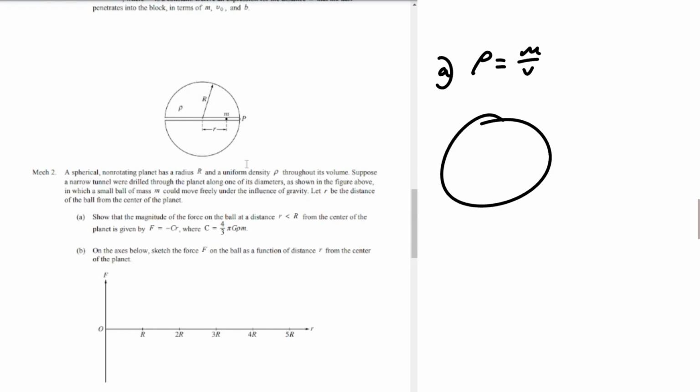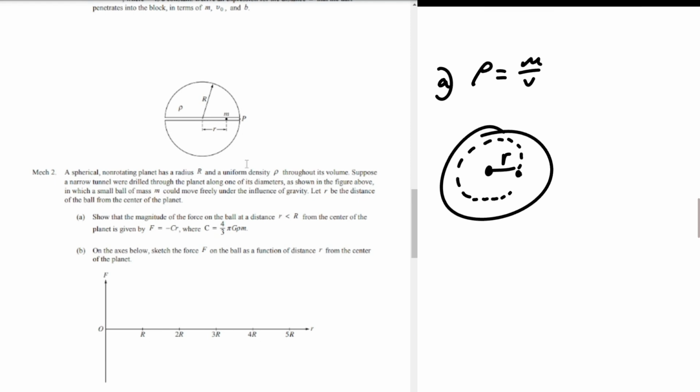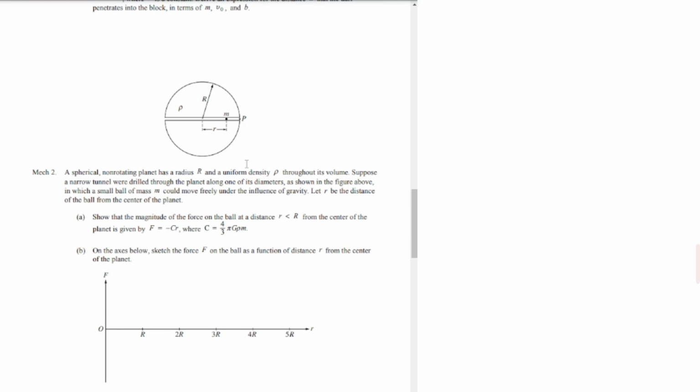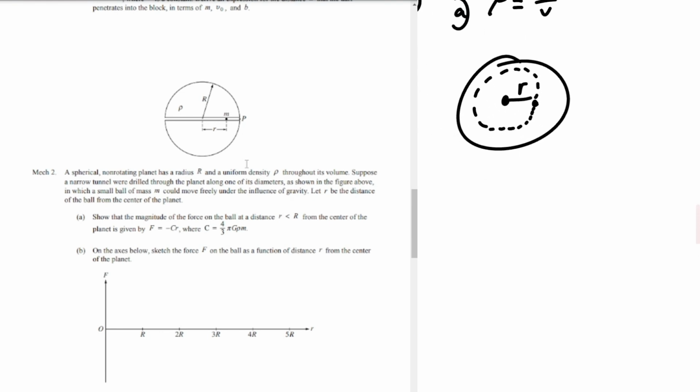So I'm going to visualize this. If I'm at a distance r, here's my center, here's r, then only a portion of the mass will affect me, right? So this section of mass will have an equal pull on the little ball of mass m, because it's enclosed by it.